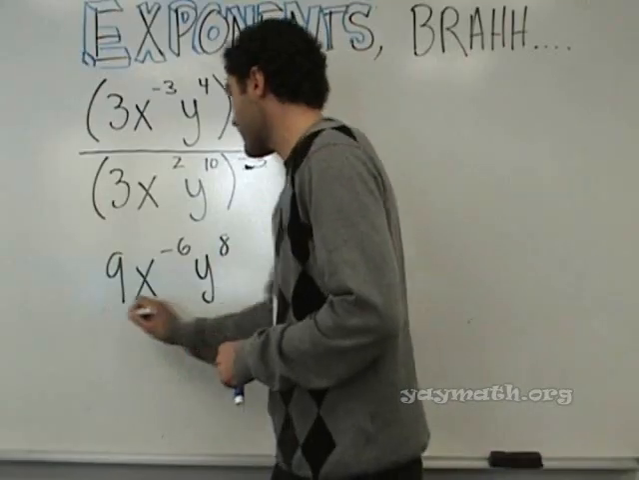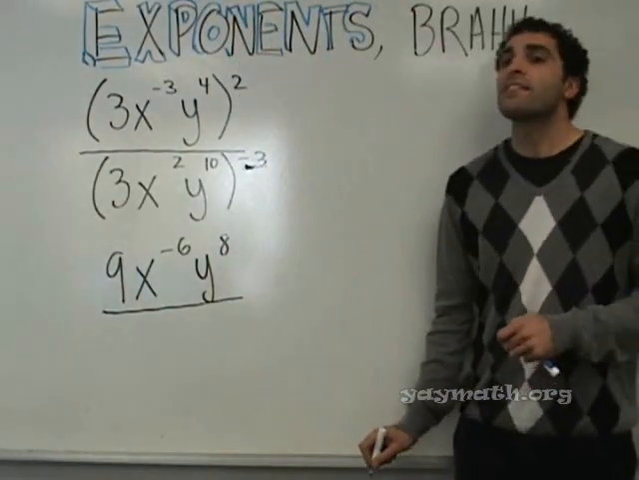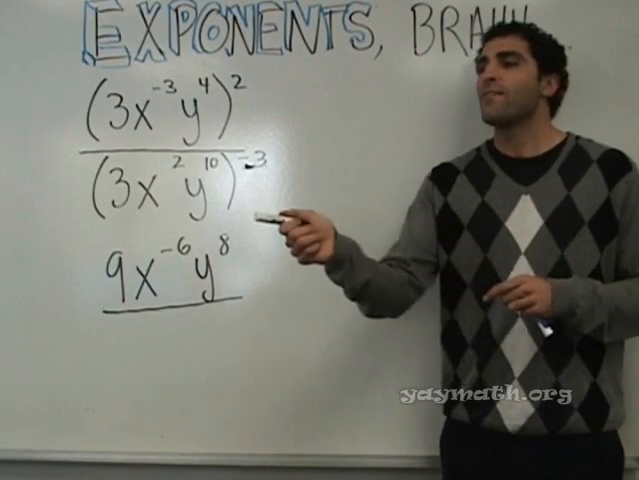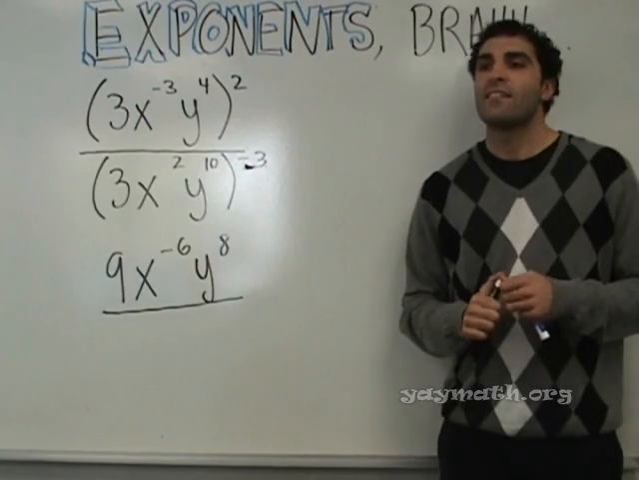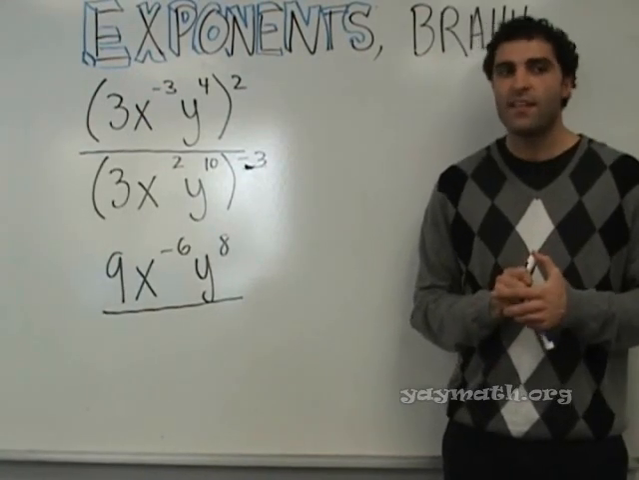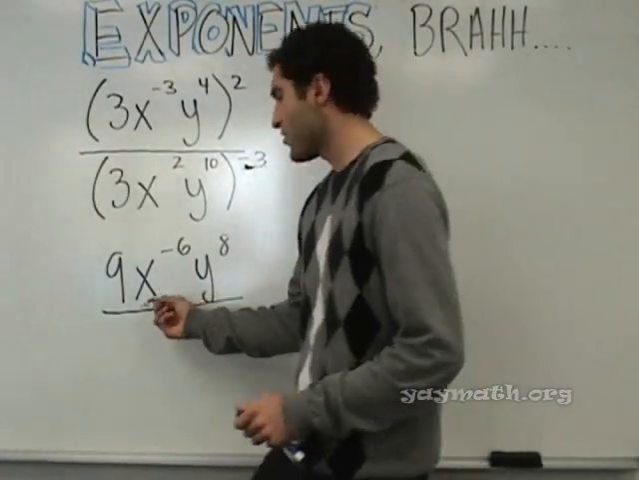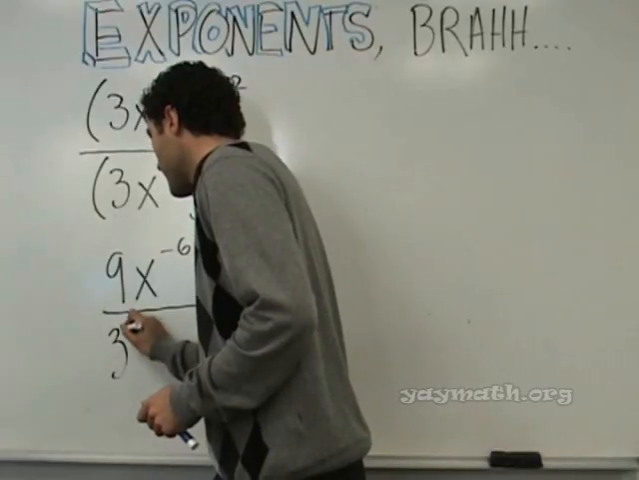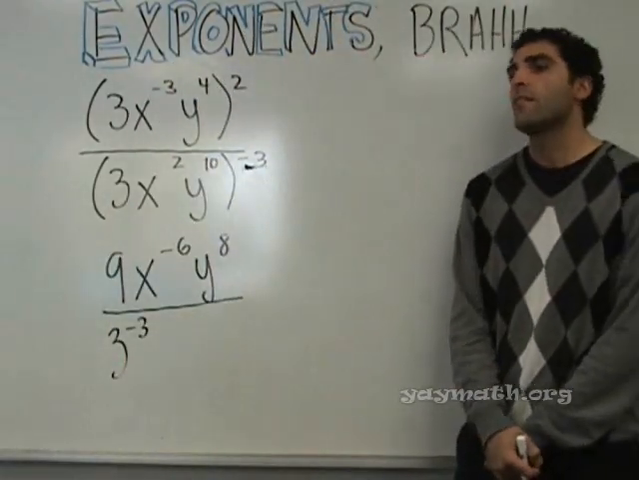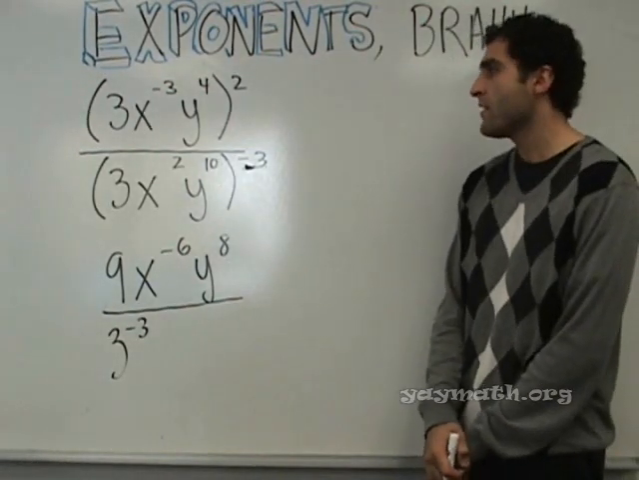Now 3 to the negative 3. And don't say negative 27. It's not negative 27, that's a common mistake. Here's what I say: let's just write 3 to the negative 3, and then we shall see.